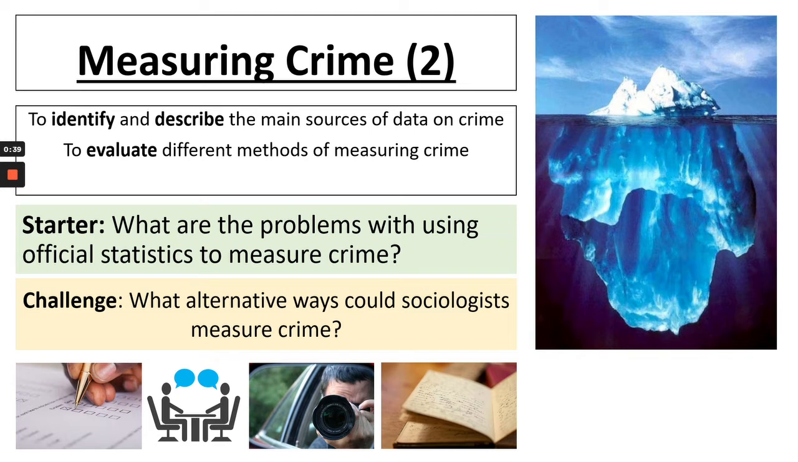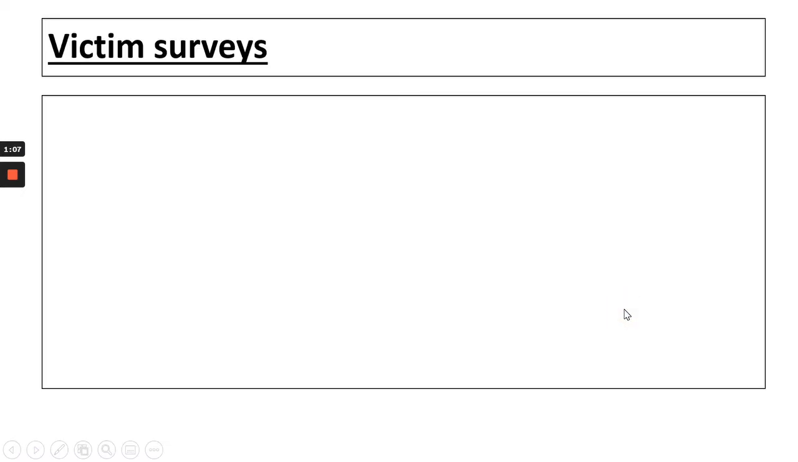Hopefully you've had time to do that, and hopefully that iceberg jogged your memory and made you think about the dark figure of crime. All of that ice underneath the surface of the water represents all of those crimes that never make it to the official statistics, either because they're not detected, reported or recorded. There are other problems with some of the other methods used, so we're going to be looking at those alternative measurements of crime. The first one we're going to look at is victim surveys.